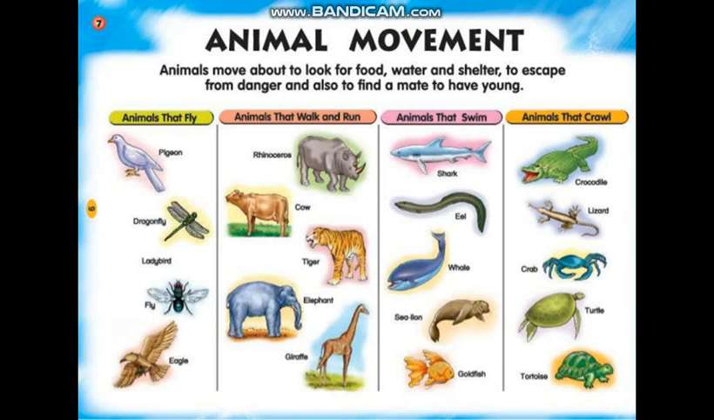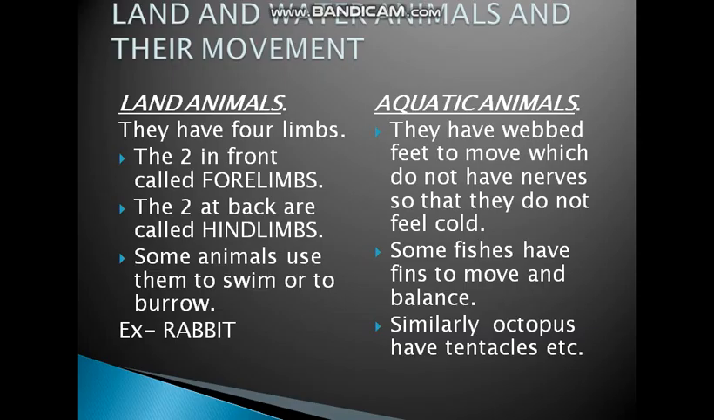Now we will have a look at the movement of some animals. As we learned in the previous slide, animals move in search of food, water and shelter. Now have a look at some animals. First see the animals that fly, then the animals that walk and run, then animals that swim, and then animals that crawl. Now moving further in the chapter, I will explain to you the movements of land and water animals.